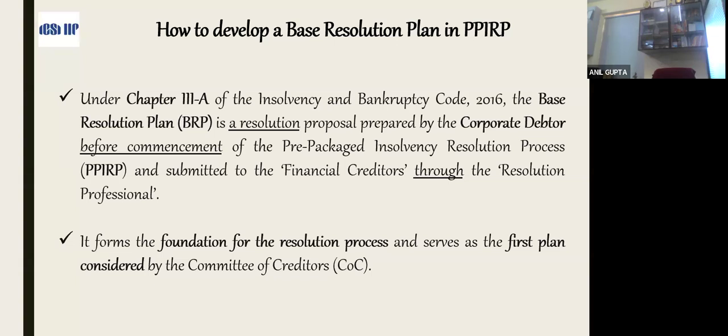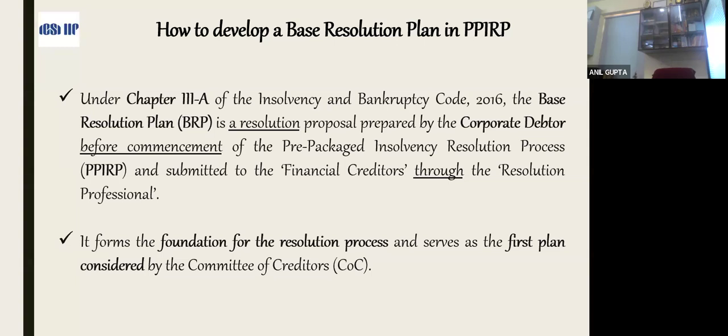Why are resolution professional services taken by the corporate debtor? Because he is an intermediary between the borrower and the bank. He will enlighten the financial creditor, and whatever the financial creditor demands in the base resolution plan, he will tell the corporate debtor; he is an intermediary. But once they are identified as intermediaries, before admitting the application under PPIRP, you should be familiar with the PPIRP and with how to prepare the base resolution plan. For that objective only, this class is there.